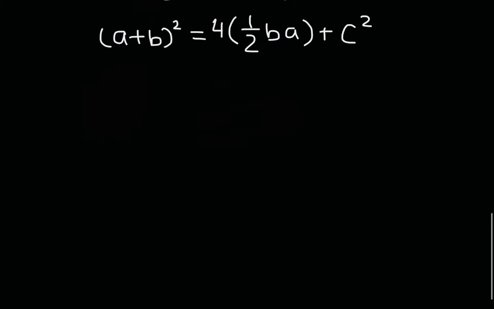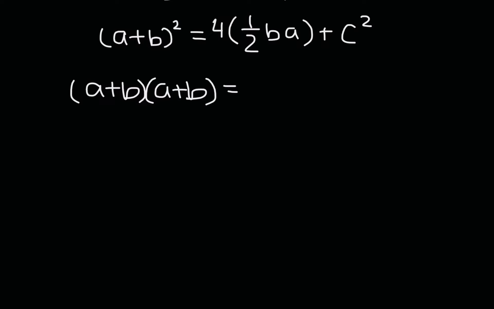Okay, so now we just need to simplify this, and at the end we will end up with the Pythagorean theorem. So let me rewrite the left-hand side so that it's easier to expand. So (a + b) squared is equal to (a + b) times (a + b). And on the right-hand side, notice that here we can divide the 4 by 2, so you're left with 2. So what you get is 2ab, or 2ba, it's the same, plus c squared.